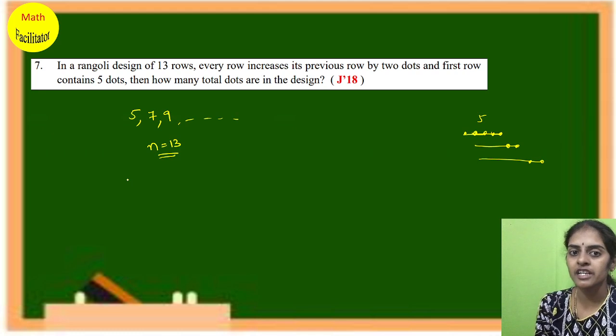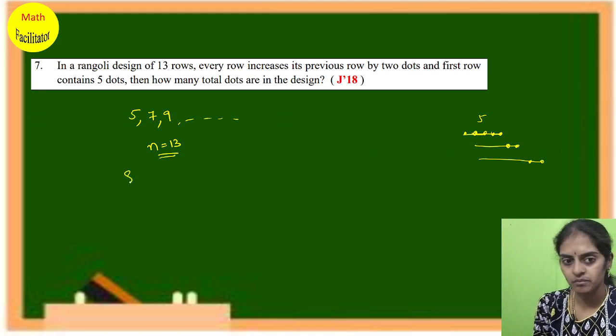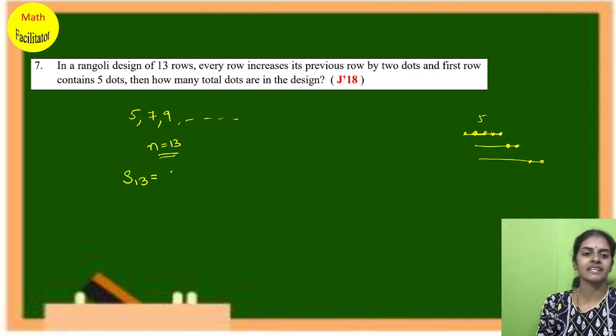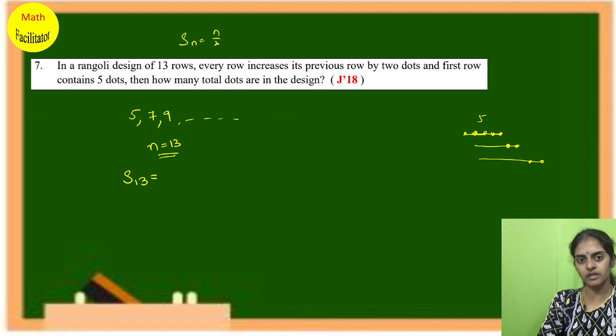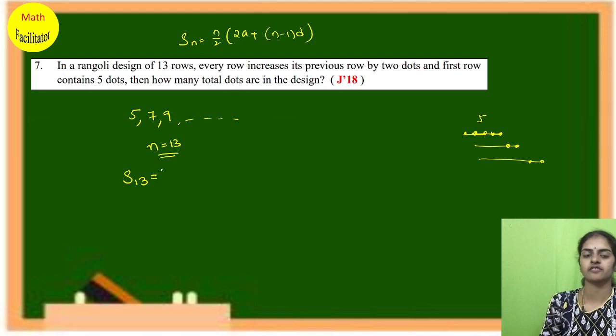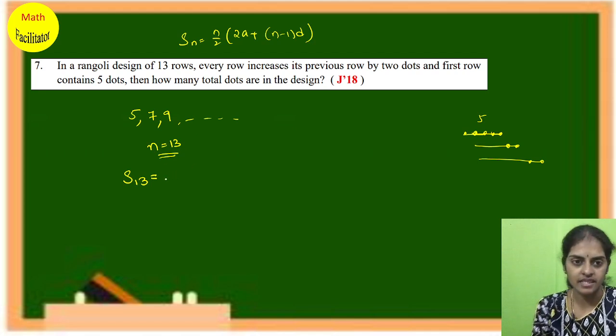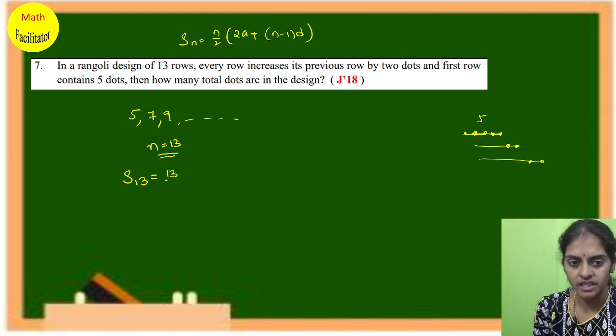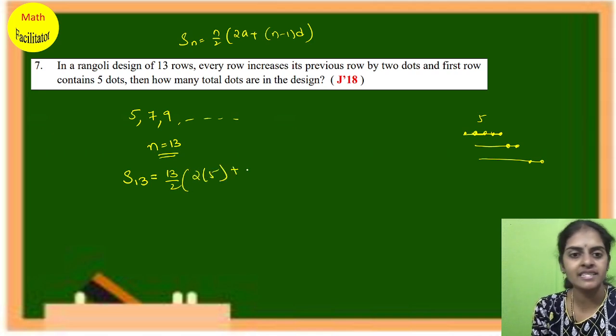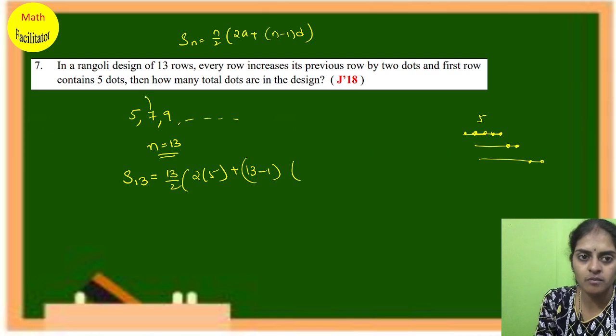You need to find how many total dots are there in the design, which means I need to find S13. How will I get it? We know the Sn formula: Sn is equal to n by 2 into 2a plus n minus 1 into d. Okay, so see here. It is n by 2, 13 by 2, into 2 times a, where a is 5, the first term, plus n minus 1, which means 13 minus 1, into d. D is how much?